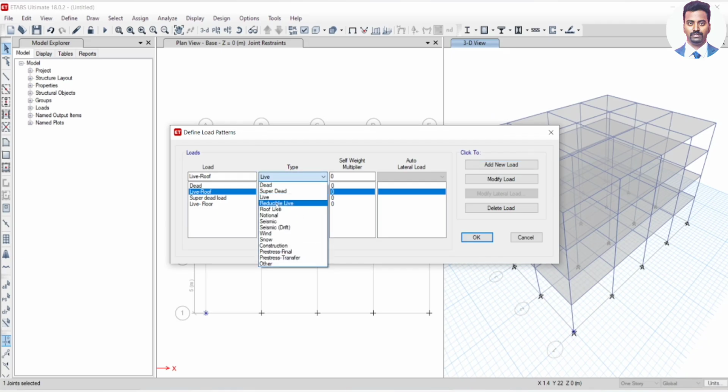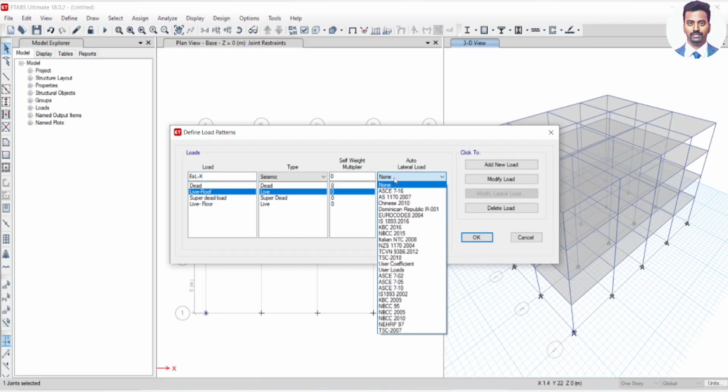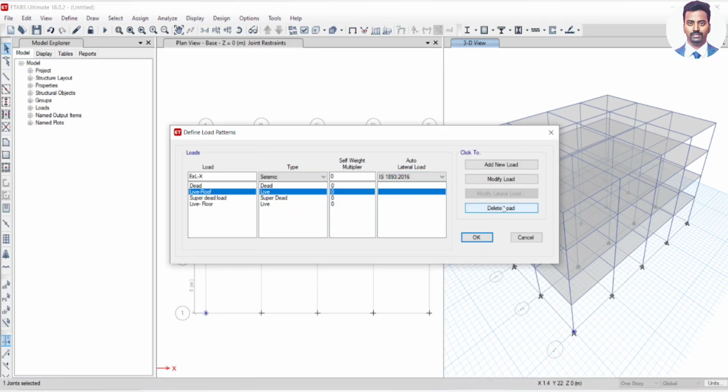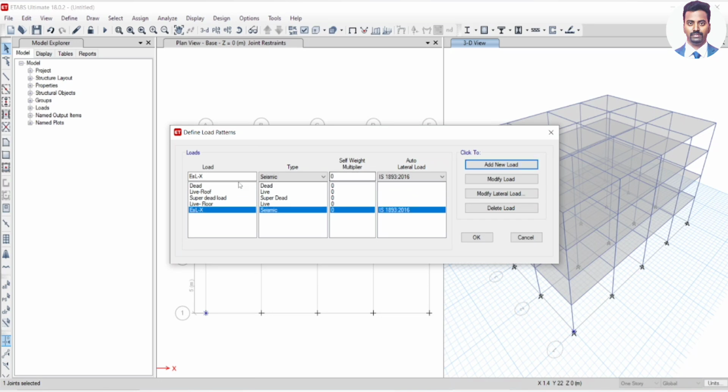We can provide a seismic load. For seismic load, let us do the equivalent static load, ESL, method only in the x direction. So this is the x direction, and only in one direction we are providing the seismic force. So this is being applied with respect to IS 1893-2016. Let us add this load.